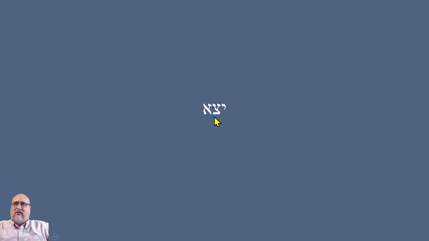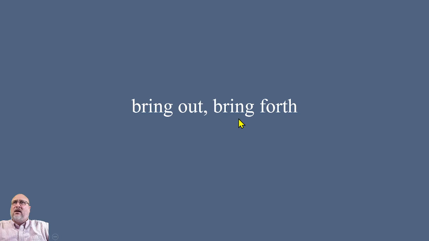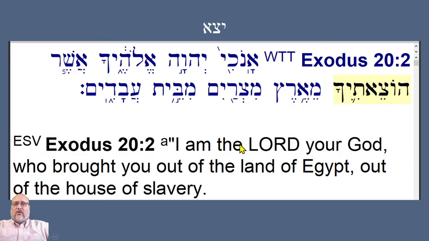Yatsah is going to be a verb whenever they give it to you without the vowel pointing. They're telling you, hey, this is a verb usually. It means bring out, bring forth. Famous place where this is used is the preface to the Ten Commandments. We have Anochi Adonai Eloheka, I am the Lord your God, who Hotseitika, who caused you to go out.